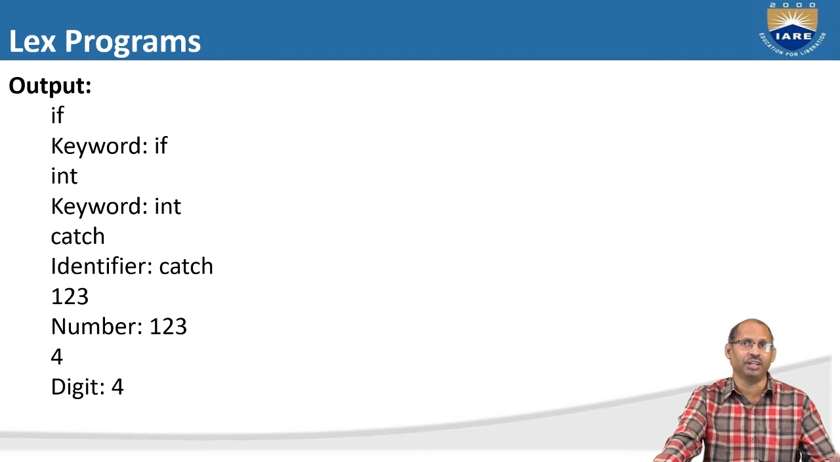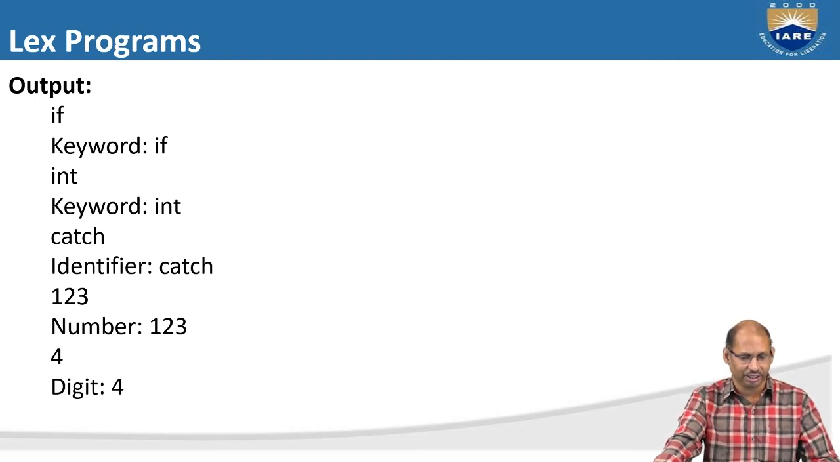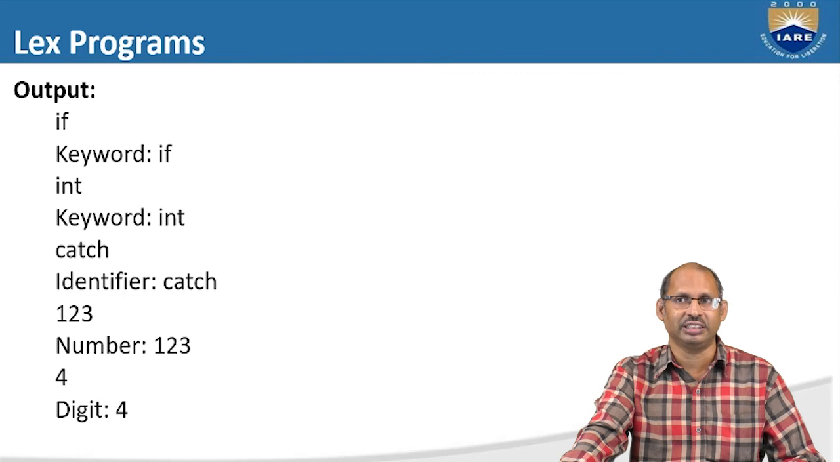If the input is if, the output is keyword. Int: keyword. If it is cache, identifier cache, because we have not specified cache in the keywords, so that's why it gives identifier cache. 123, it's a number. If it's only 1, it gives digit.